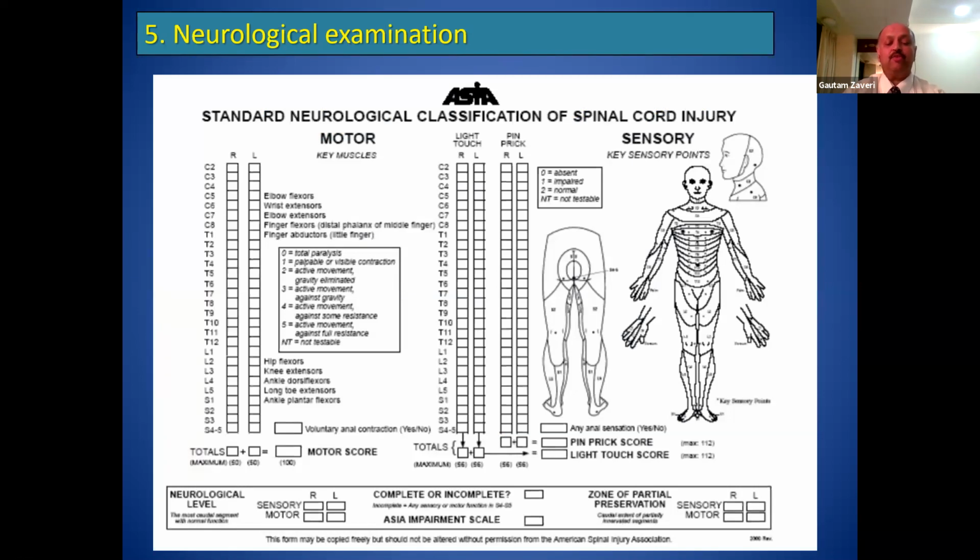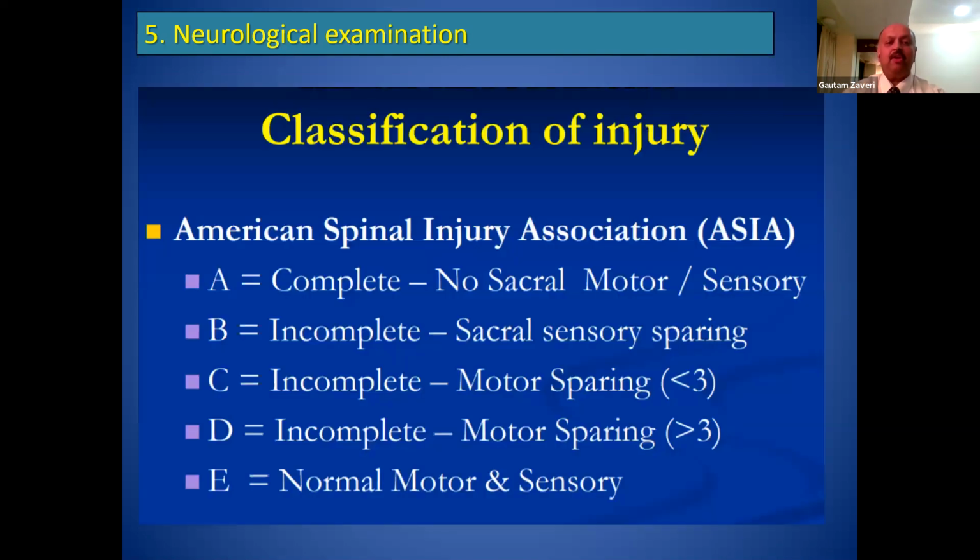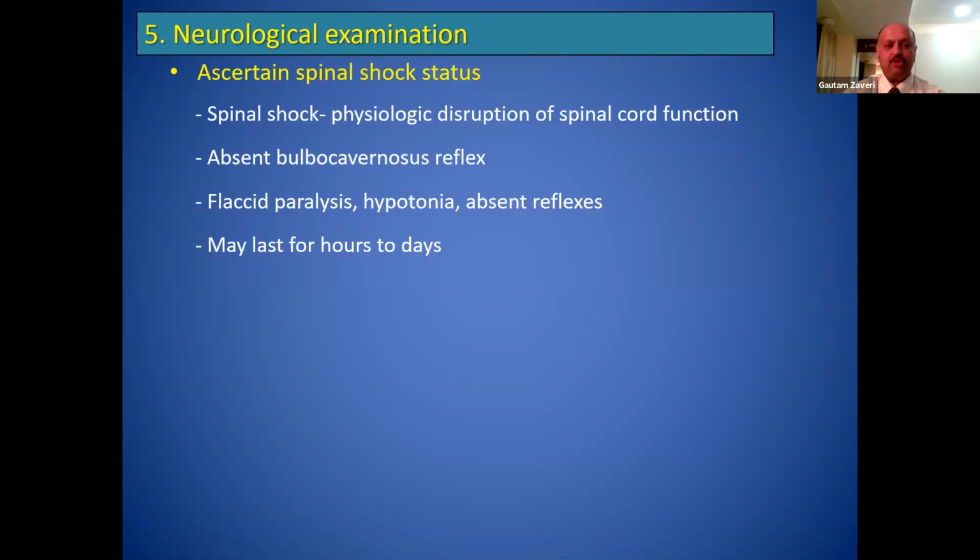The American Spinal Injury Association has come up with a standardized method of recording neurological deficits. So it would be ideal if you can record this so that you do not miss any aspect of the neurologic deficit. And this examination is repeated at frequent intervals. Having examined the patient, you can then classify the patient based upon the amount of neurologic deficit as complete, incomplete, or a patient with a normal motor and sensory neurology.